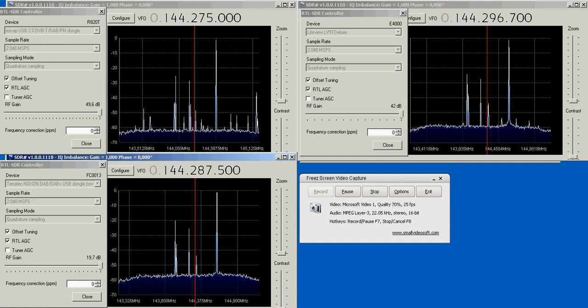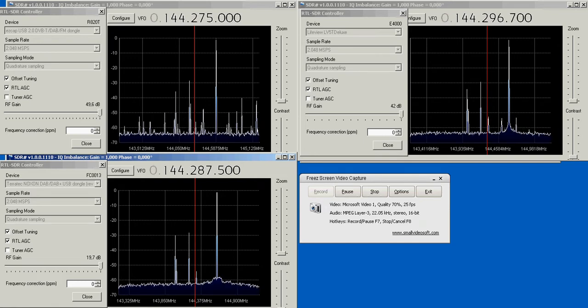One more. Now the 820 is not so good. There are many more spurs there than in the other two tuners. The difference in the signal level is 50 decibels. Now the difference is 60 decibels. And the screens look different, obviously.